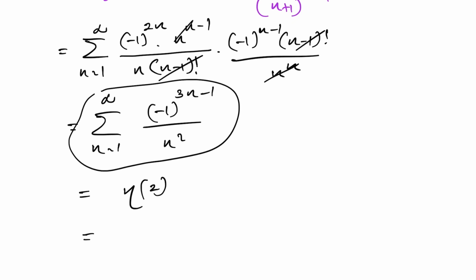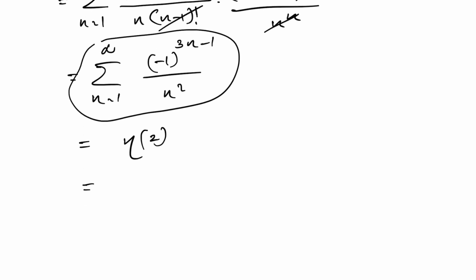Now I think you will remember the value of eta of 2. If not, you can use the relation between the eta function and the Riemann zeta function. So this is just equal to pi squared over 12. Okay, this is the answer for this integral.